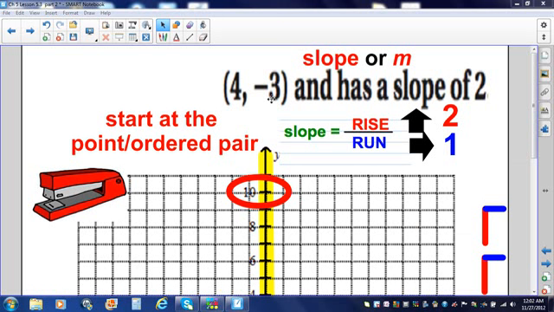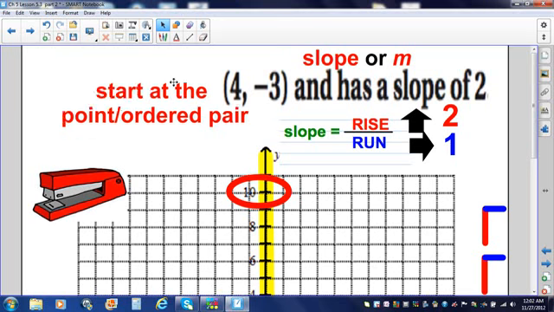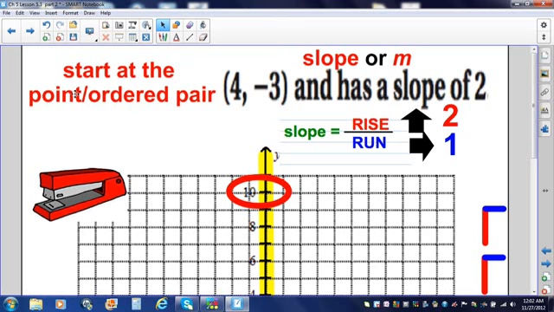Please write at the top of your graph paper the ordered pair 4, -3, and a slope of 2. We did this problem yesterday in point slope form, but we're going to graph it so you can see the y equals mx plus b. The first thing I'm going to do is start at the point, or ordered pair, 4, -3.